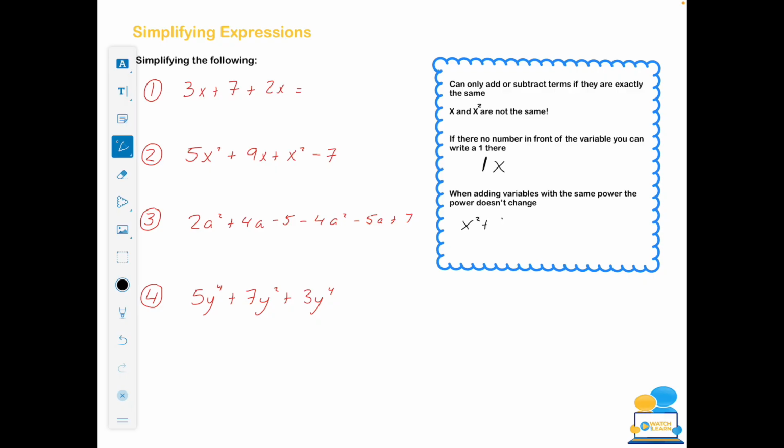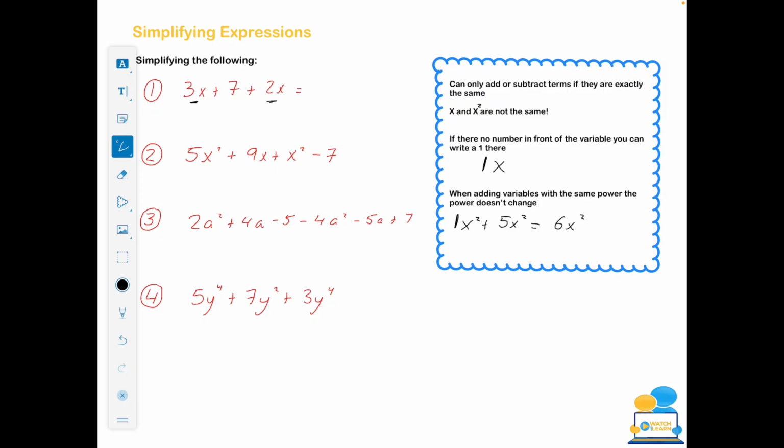And then finally, when adding variables with the same power, the power doesn't change. So if we have, let's say, x squared plus 5x squared, I'm going to do what I set up in rule number 2. I'm going to put a 1 there just to help me add. So 1 plus 5 is 6x squared. Sometimes people think that you add the powers as well. We don't. When you're adding, leave the power alone.